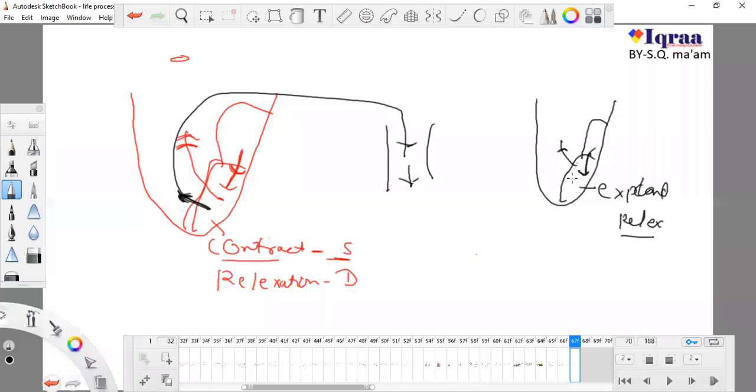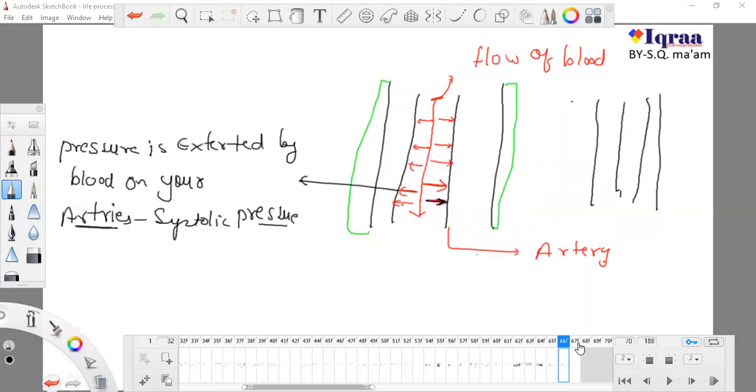So in the first condition it pushes the blood out and it contracts, and in the second condition it relaxes when it is receiving the blood. These are the two things. At that time the flow is very low, and finally there is no pressure over these arteries.